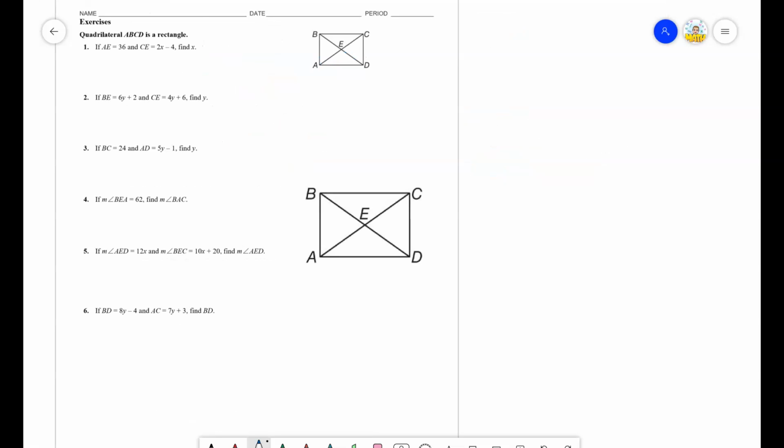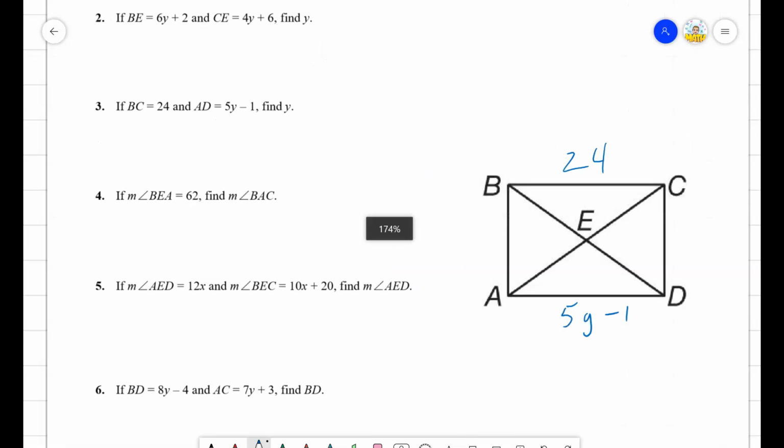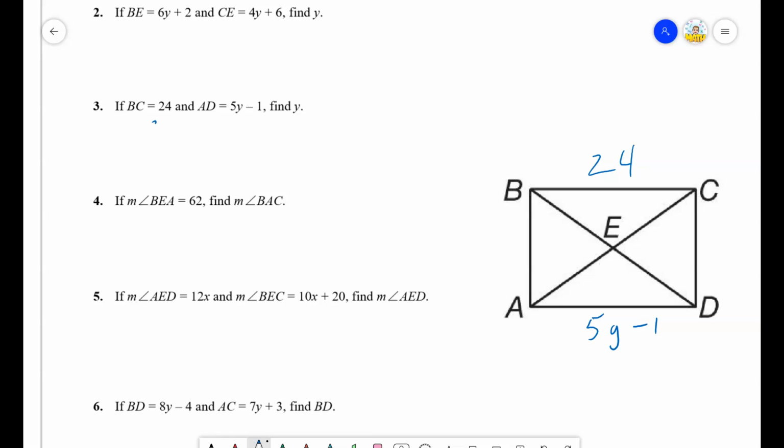Okay, so we've got a little bit bigger picture of our rectangle here. I think that might be helpful. Here they tell me that BC is 24, and then they tell me that AD is 5y minus 1. So we know opposite sides are equal to each other. So we're going to be able to say that 24 is equal to 5y minus 1. We'd add 1 to both sides. So 25 equals 5y, and then divide by 5. So we would just have y equals 5 in that algebra situation.